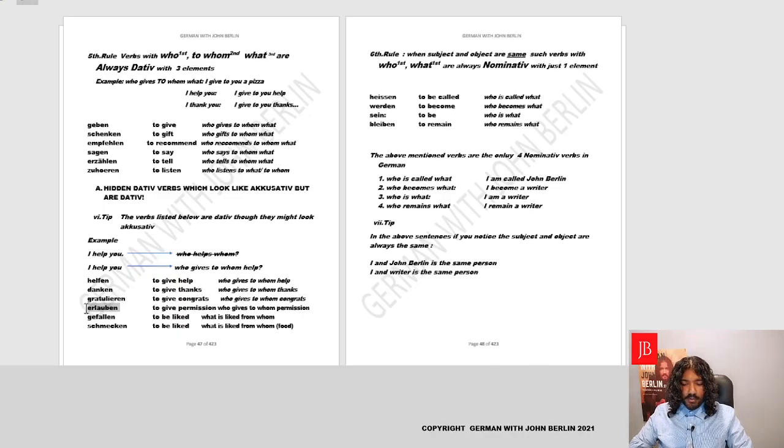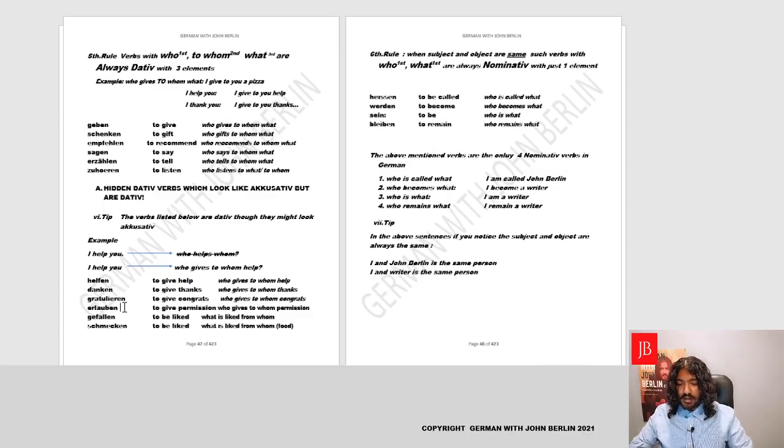Erlauben means to give permission. Who gives to whom what: it requires who, the person giving the permission, to whom the permission is being given, and what, permission itself. So these are the hidden dative verbs. Instead of saying the meaning of help as to help, you should say it rather as to give help, to give thanks, to give congrats, to give permission. A quick tip: whenever a verb might have something which can be given, you can think on those lines that maybe this is a hidden dative verb.